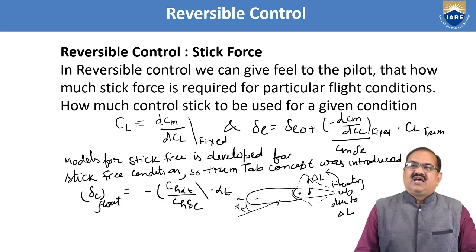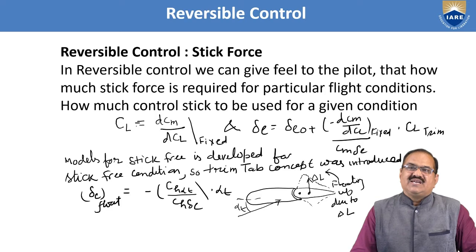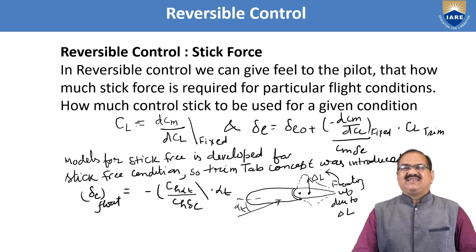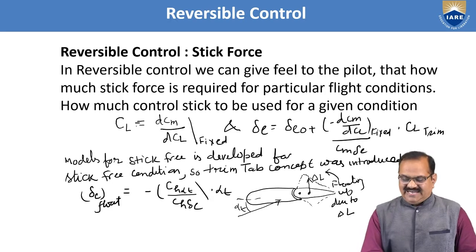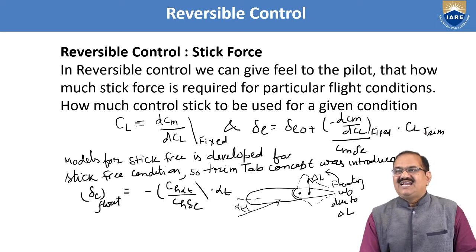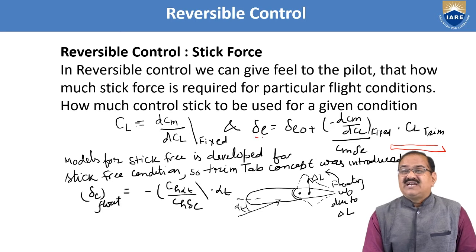So here we can see that for CL, with dCm by dCL fixed, delta E is equal to delta E naught plus or minus dCm by dCL fixed divided by Cm delta E, into CL trim. We have discussed these equations many times and this is very important. How much elevator is required? This is the required elevator. We have discussed it so many times.